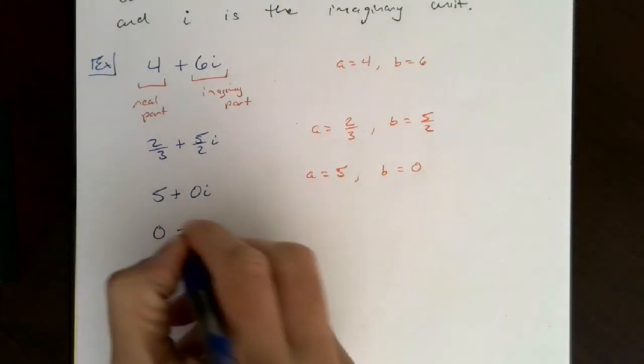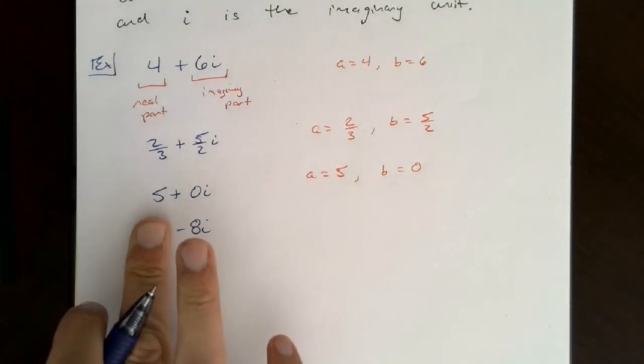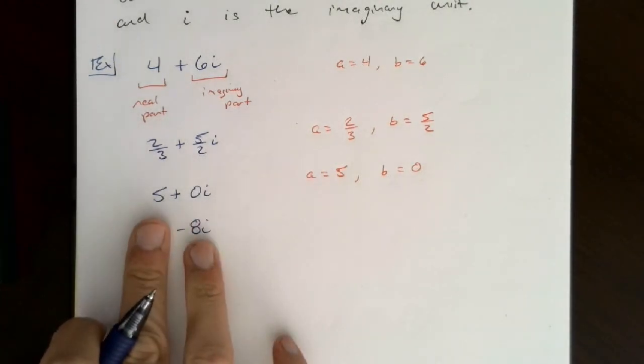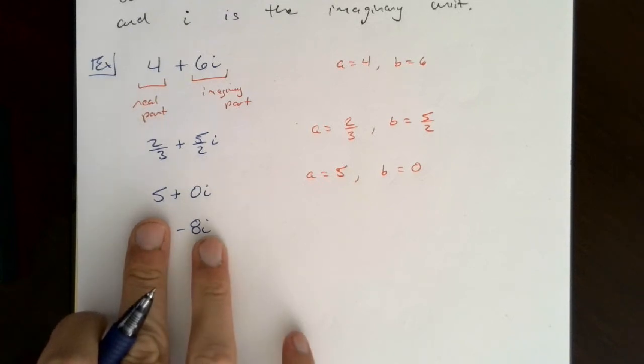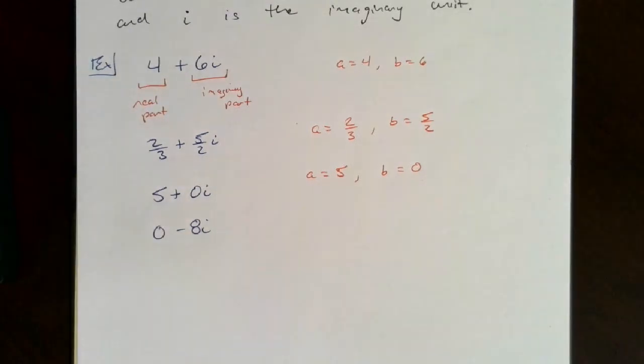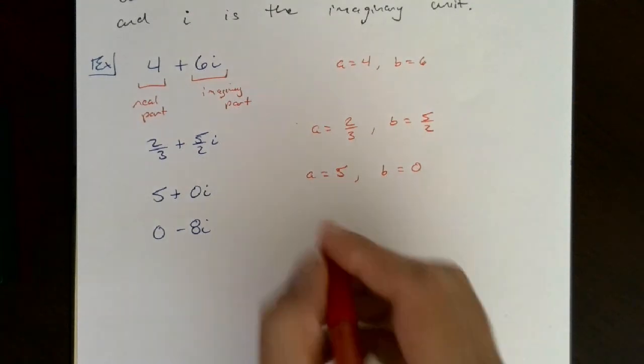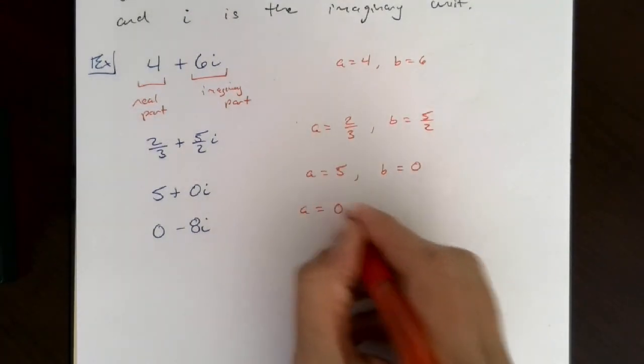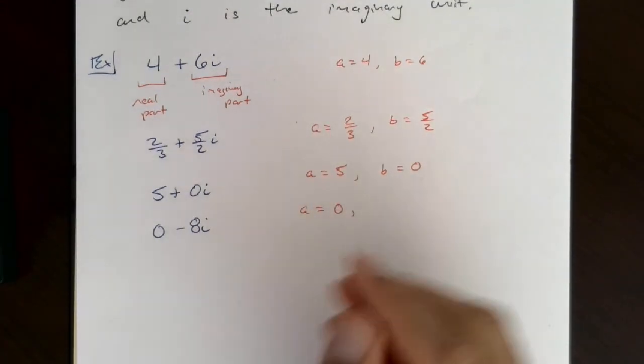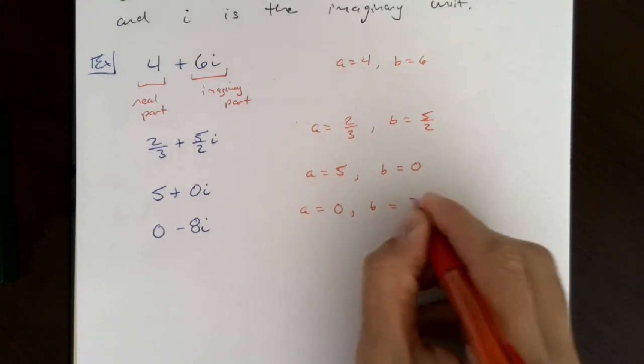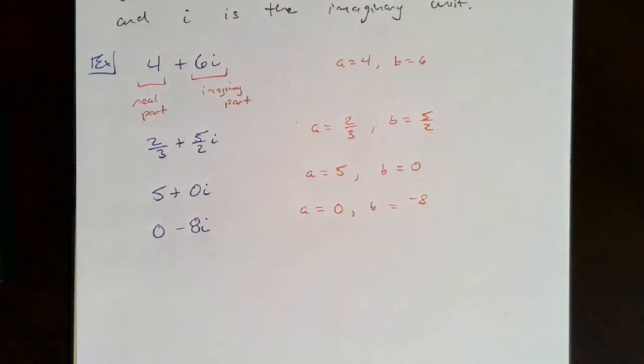Similarly, if I said 0 minus 8i, if I just gave you negative 8i, the real part's 0, the imaginary part is negative 8i. So this complex number, the real part a, well, that's 0. The coefficient of the imaginary part b is negative 8.